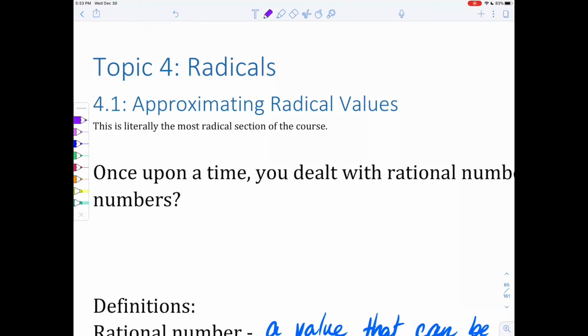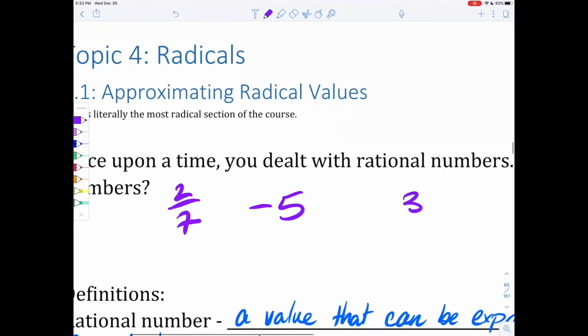Here I go. Some examples of rational numbers could include things like a fraction-y fraction, like 2 over 7. Or just a straight up integer like 5, or even negative 5 if I really wanted to. Or a terminating decimal like 3.6. Those aren't all of the rational numbers, but those are examples of rational numbers.